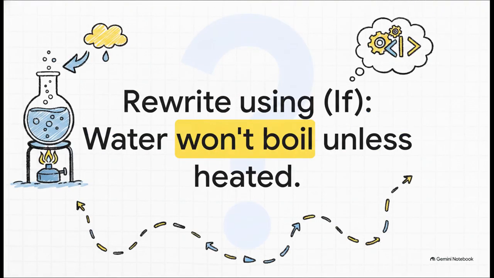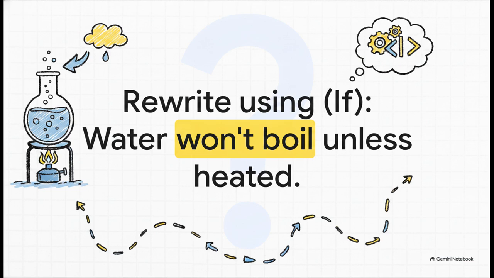Finally, let's tackle a rewrite challenge. These can be tough. This is where you have to swap words around without changing the original meaning of the sentence. Your task is to rewrite the following sentence using the word if. Water won't boil unless it is heated. Pay very close attention to the negative implications of the word unless. How would you logically reconstruct this sentence?